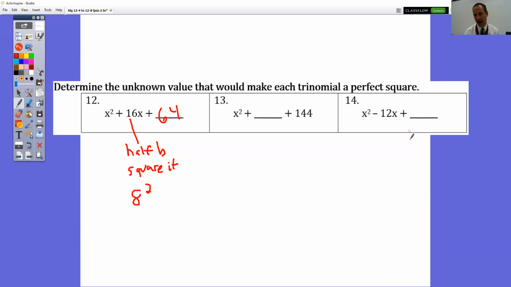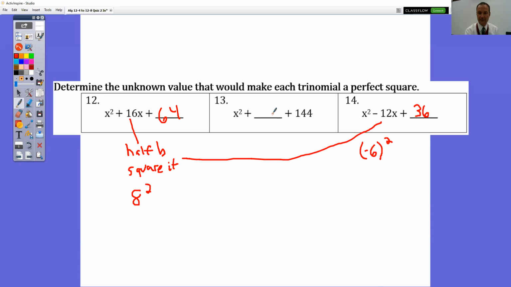Let's skip 13 for now. Go ahead and try 14. It's just like number 12. Take half of your B value and then square it. Half of negative 12 is negative 6. Squaring the negative 6, again, be very careful. Remember, whenever you square a negative number, if you go to type it into the calculator, you have to put parentheses. So parentheses negative 6 squared is negative 6 times negative 6, which is positive 36.